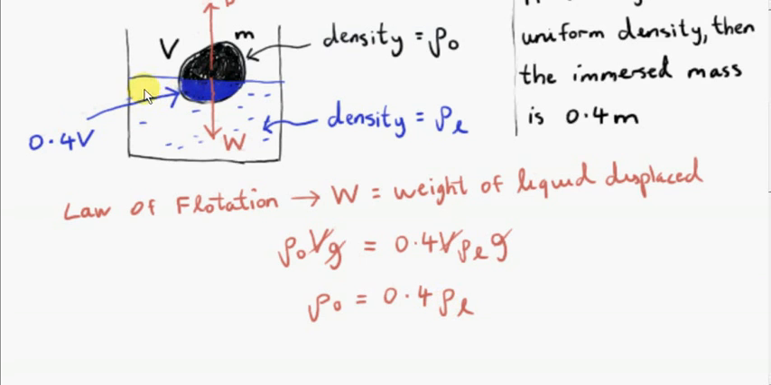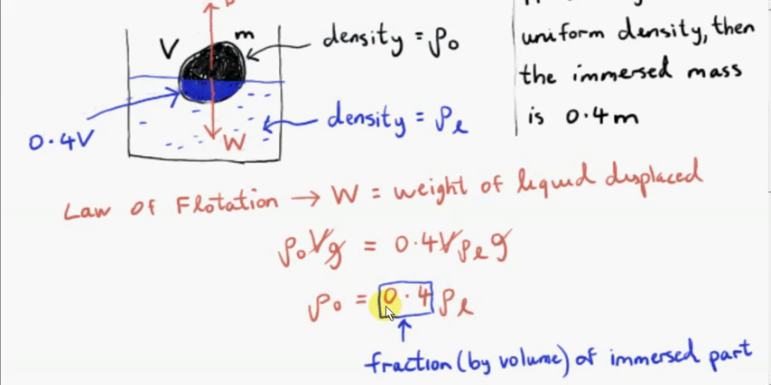So if 0.4 of a volume, or 40% of an object, is immersed by volume, then the density of the object is 40% the density of the liquid. Now, I could have chosen the immersed volume to be 50% of the total volume. In this case, the density of the object will be 0.5 times the density of the liquid. So it's a very simple relationship. So in general, this number is the fraction by volume of the immersed part of the object, or the percentage by volume of the immersed part of the object.